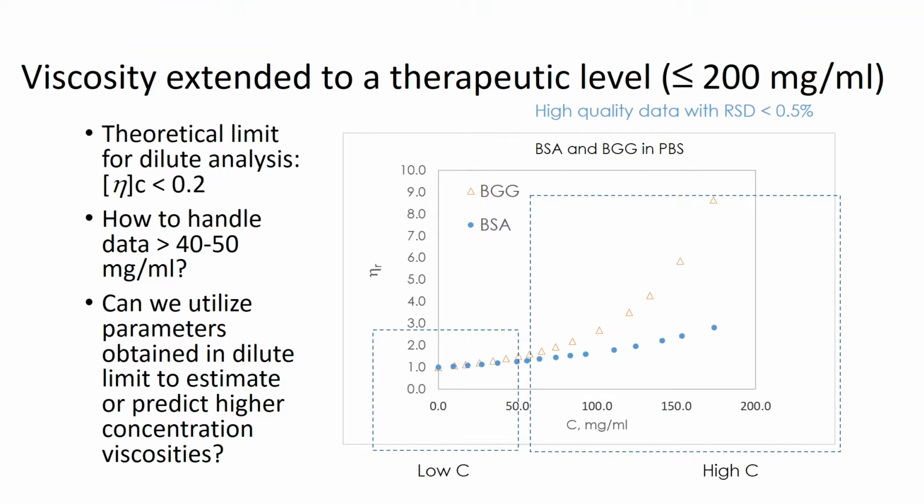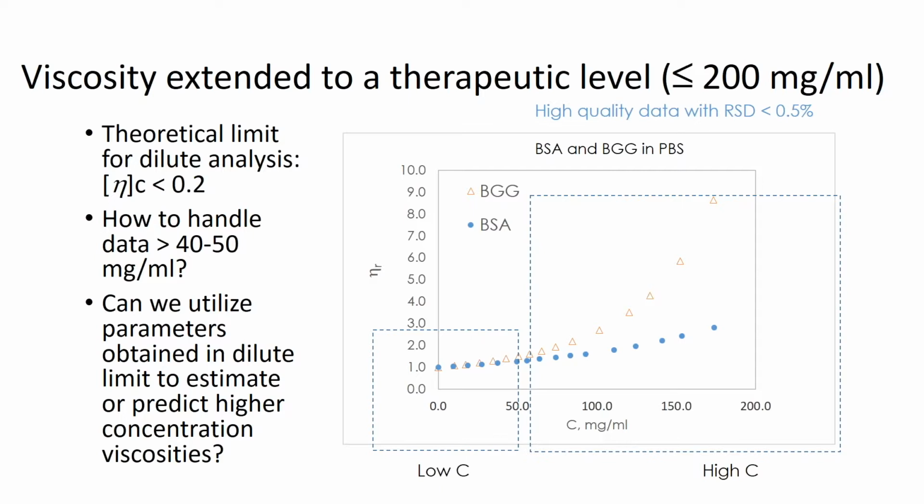So again, we have here the relative viscosity as a function of concentration. And we know the therapeutic levels are sort of at the edge of this plot, somewhere closer towards 200 milligrams per milliliter.